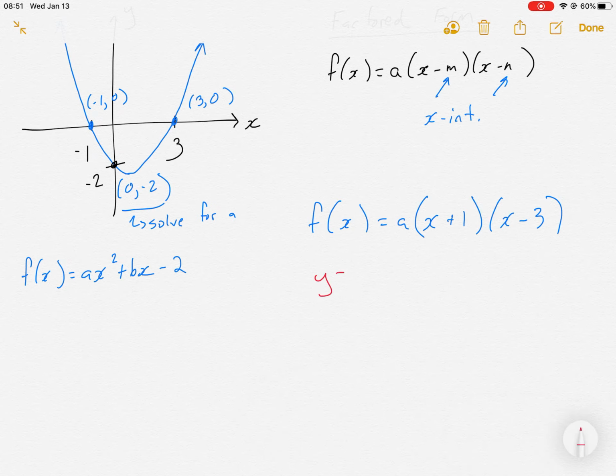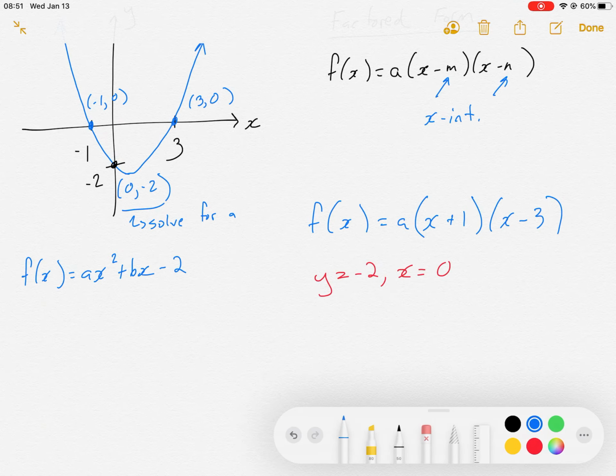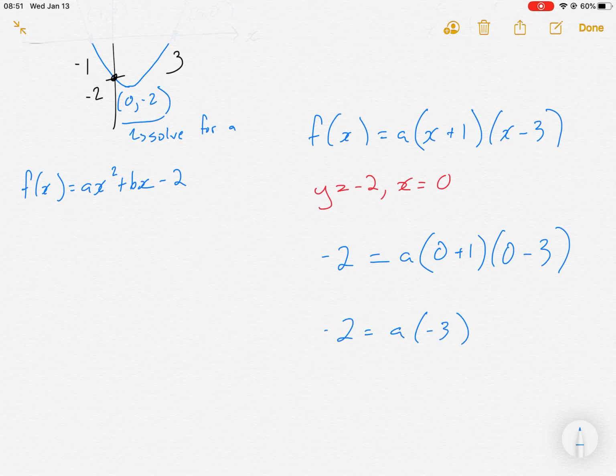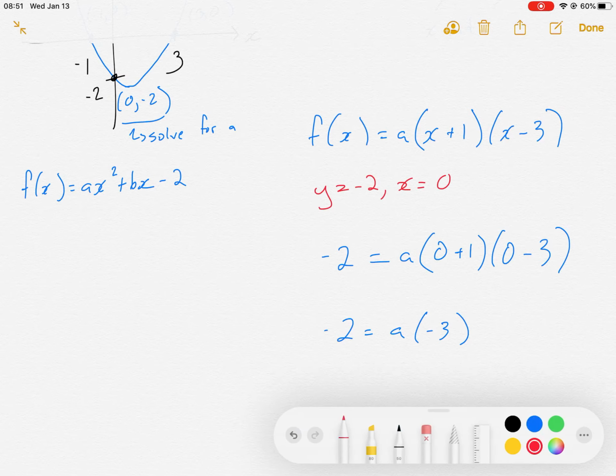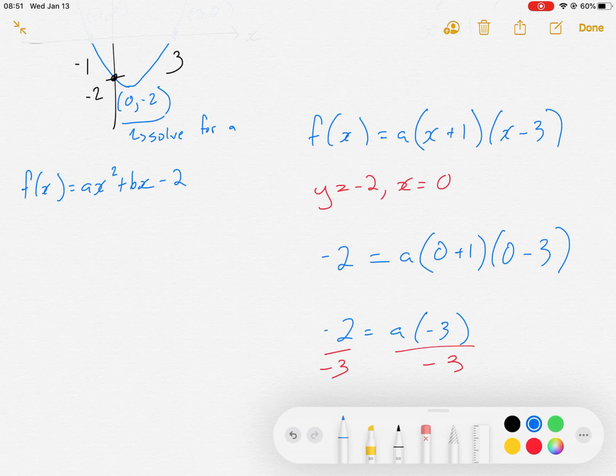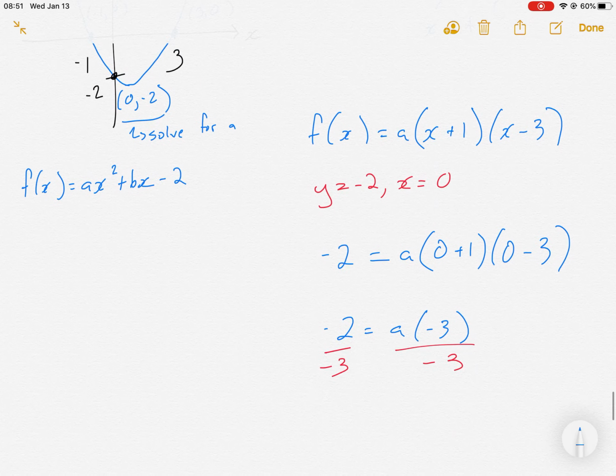So in this case, y is going to be -2 and x is going to be 0. Let's go ahead and plug those in. -2 equals a. I'm going to have 0 plus 1 and 0 minus 3. So I have -2 equals a times 1 times -3, which is just -3. So let's go ahead and divide both sides by -3. And I end up with a being 2/3.